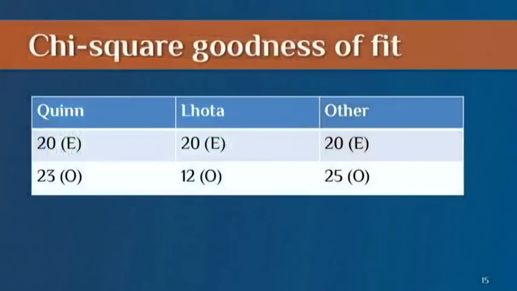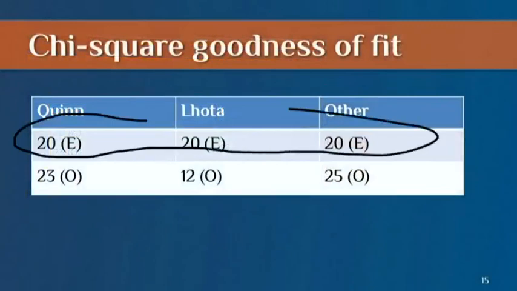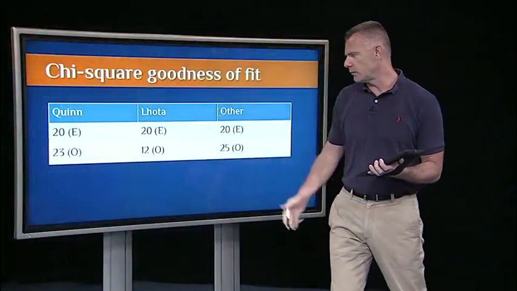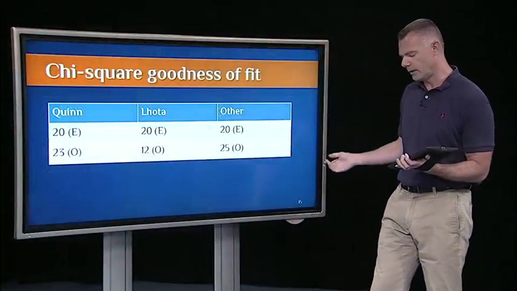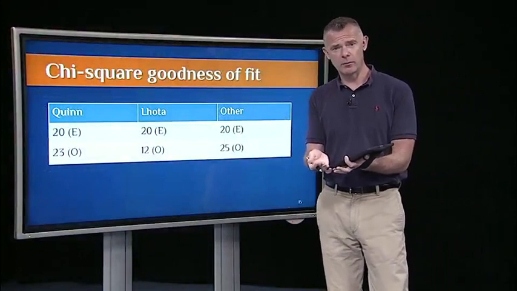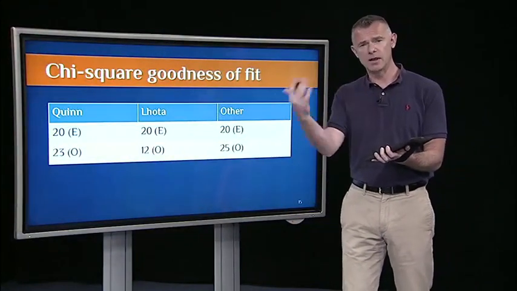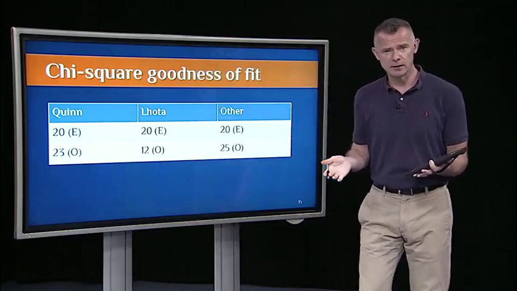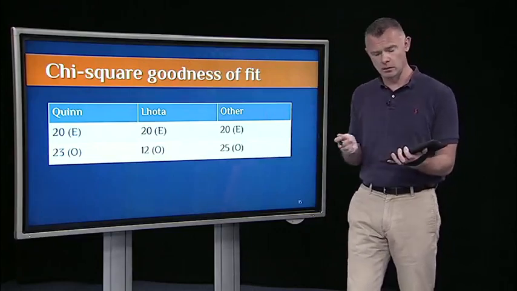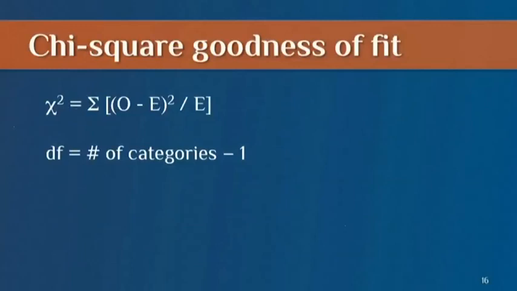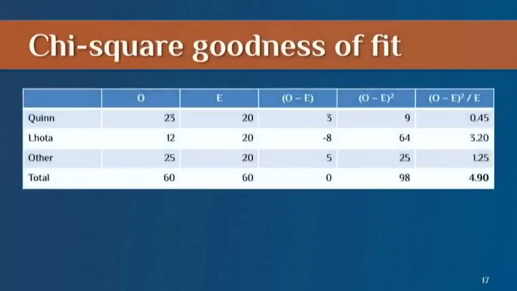So those are the expected, this first row. But what we observed is down on the second row, we observed 23, 12, and 25. So now all I have to do is plug these numbers into that chi-square formula, get my chi-square, obtain my p-value from the right sampling distribution of chi-square, and then make a decision to reject the null or retain. So again, here's the formula. I've set it up in this table so we can do the calculations pretty easily.